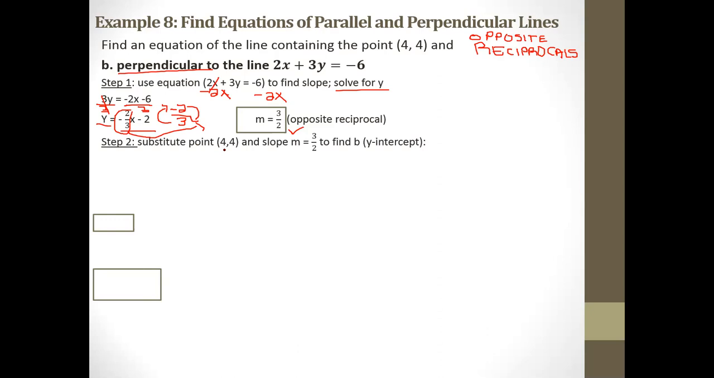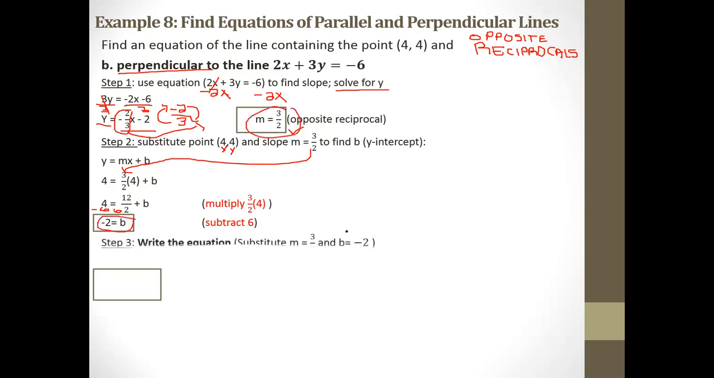Now we're going to substitute the point 4, 4 and the slope we just found, 3/2, to find the y-intercept. So using our slope-intercept form of the equation, we're substituting 4 for x, 4 for y, and 3/2 for m. 3/2 times 4 gives us 12/2. Carry down the 4, carry down the b. Now we could simplify here because 12/2 is the same thing as 6. And we subtract 6 from both sides of the equation. On the left side, 4 minus the 6 gives us negative 2. Now that we have the y-intercept, b, and we have that slope, we can write the equation. Substituting into our slope-intercept form, we'll get y equals 3/2 x minus 2.